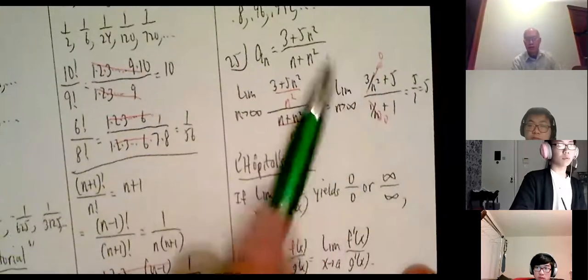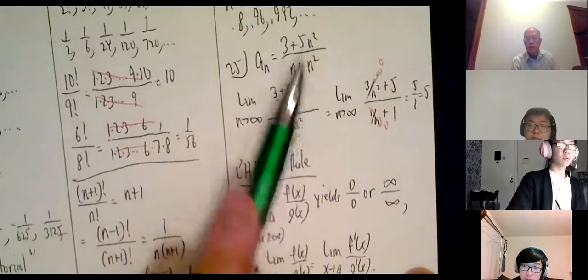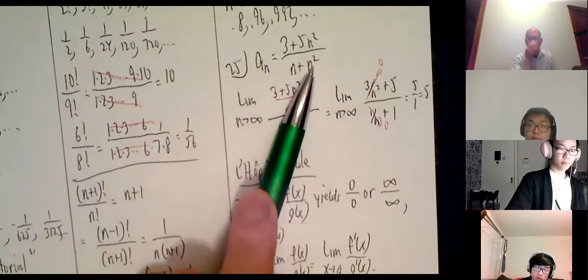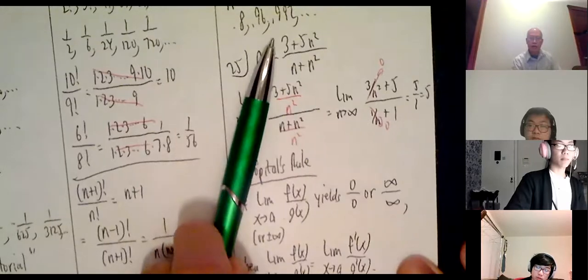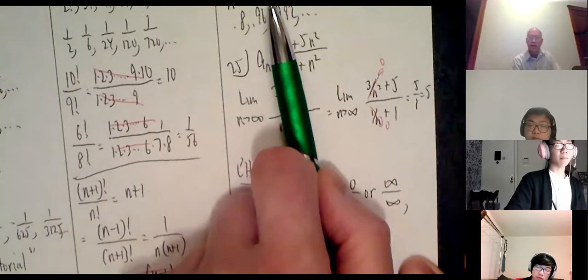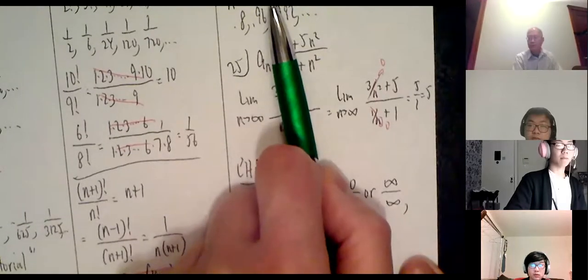Another bit of intuition. This is second degree. This is second degree. So for super big n, these terms drop into insignificance. You just forget about the 3 and the n and say 5n squared divided by n squared, 5.